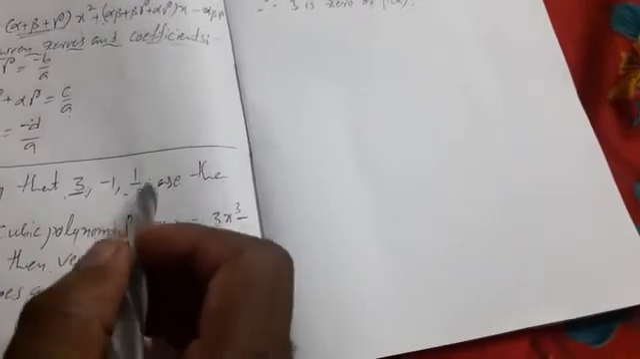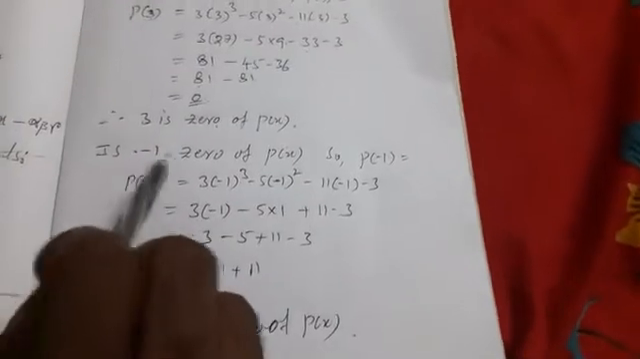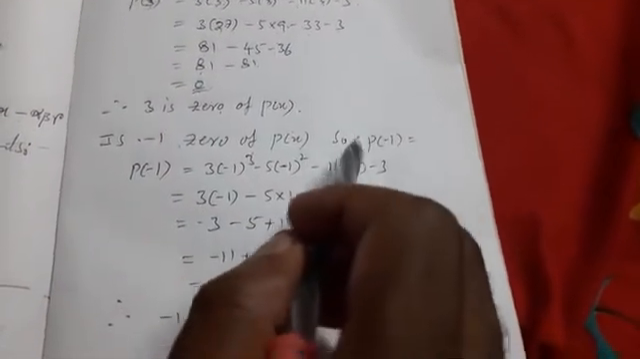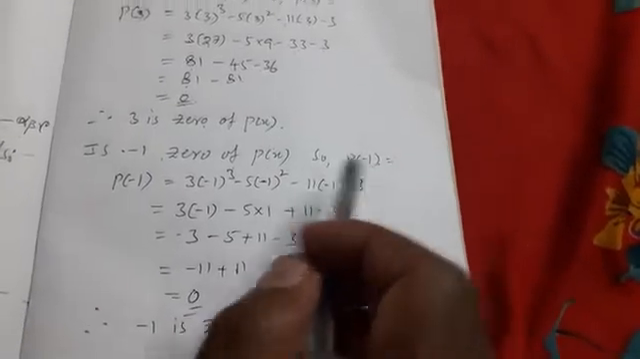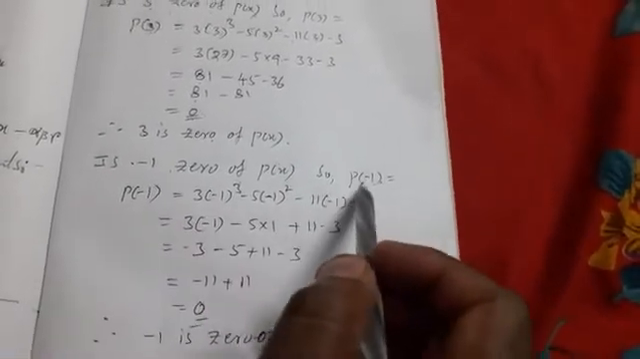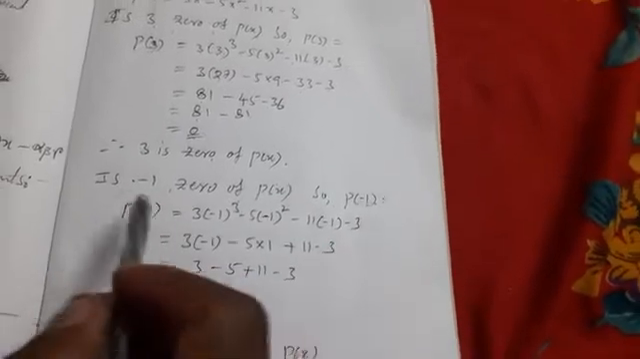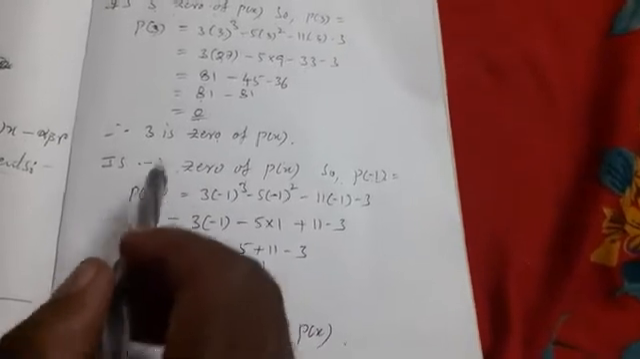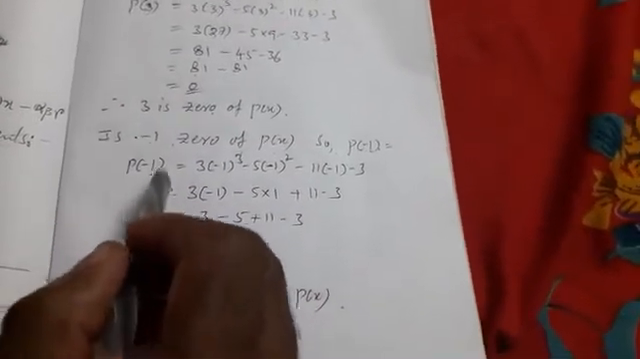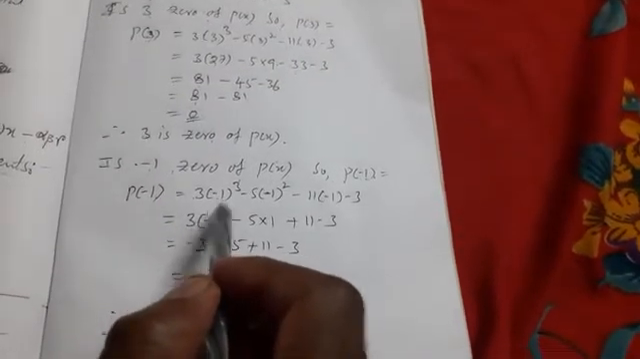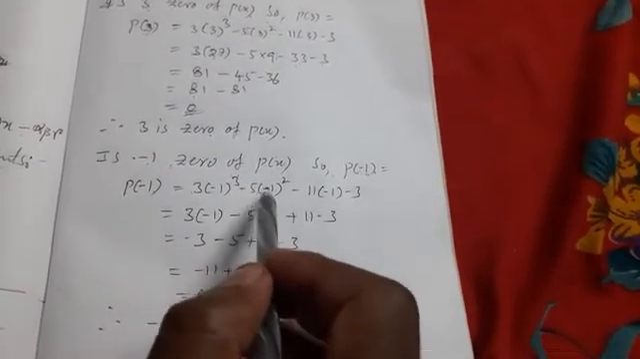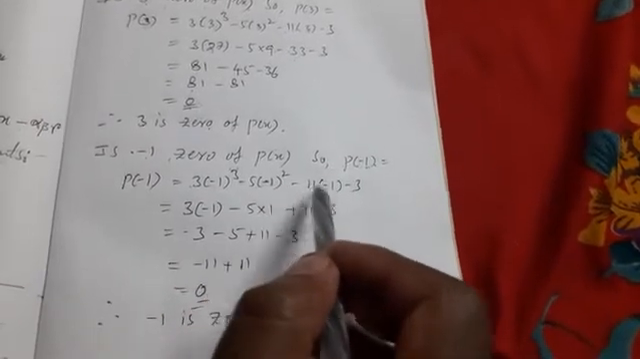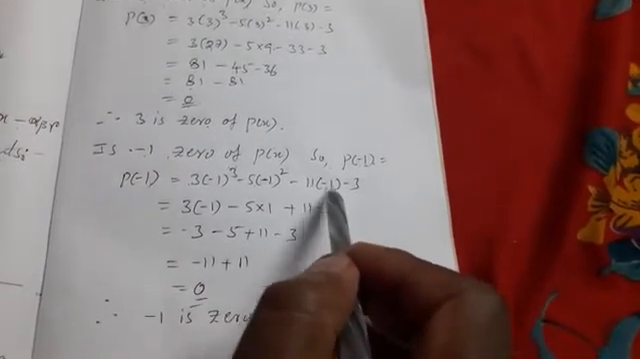Now check the other two: minus 1 and 1 by 3. Observe, is minus 1 a zero of P of x? P of minus 1, where x is minus 1. Why? Because we are going to show minus 1 is a zero of the cubic polynomial. So we put minus 1 at the place of x: 3 into (minus 1) cube minus 5 into (minus 1) whole square minus 11 into (minus 1) minus 3.